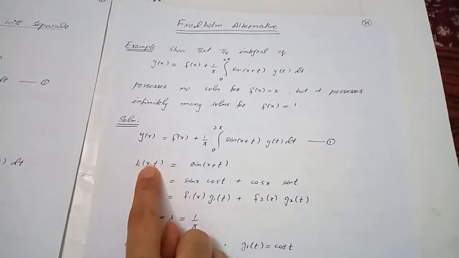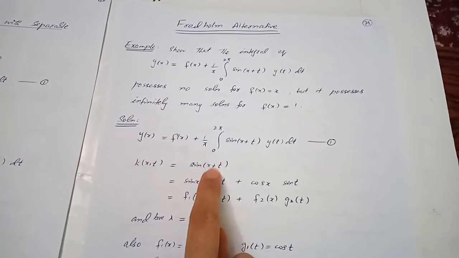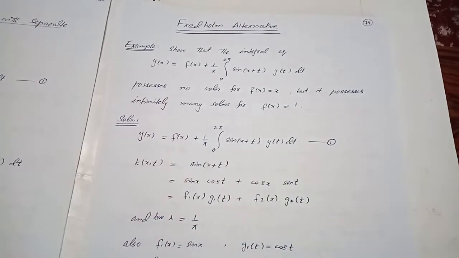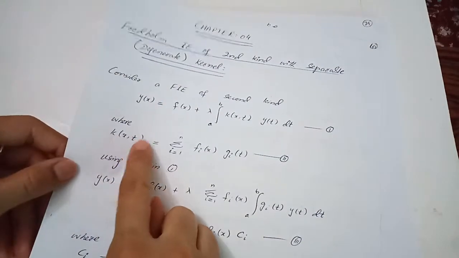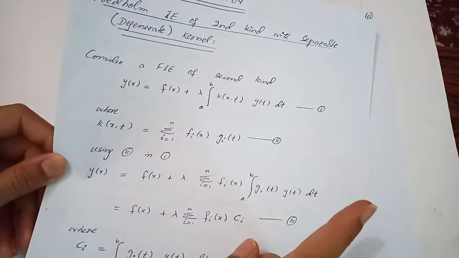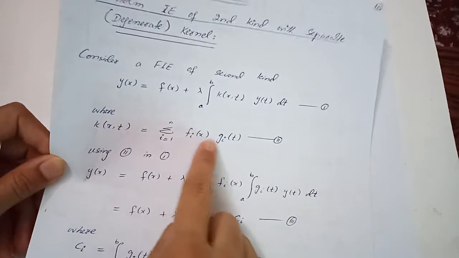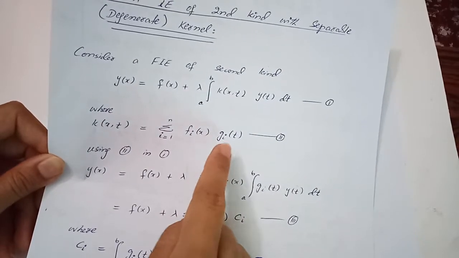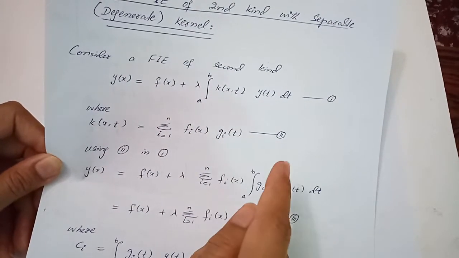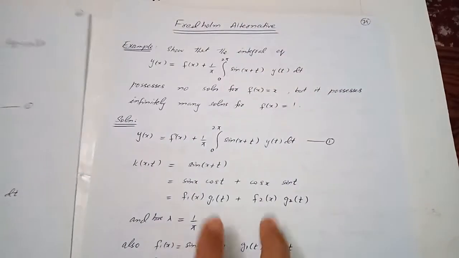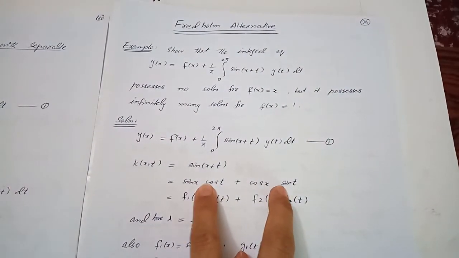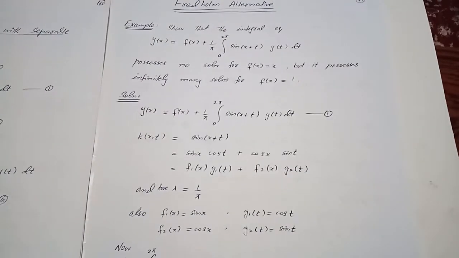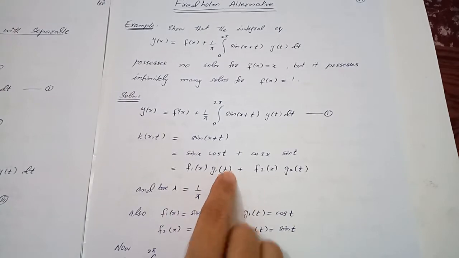Your kernel right now, k of x t, is sine of x plus t. Expand it using the trigonometric identity. Now you know that your kernel k of x t is a separable kernel, and this is the sum of f i of x g i of t, that is f1 g1 plus f2 g2 plus f3 g3 and so on. Right now this is the addition of two terms only, so f1 g1 plus f2 g2. f1 depends on x and g depends on t.